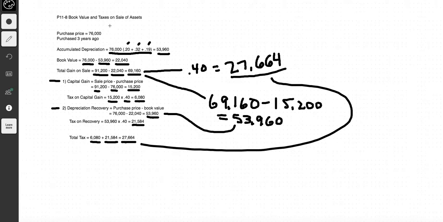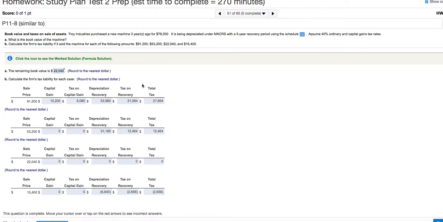We're not going to go as detailed through the others, but if we look at the second one, 53,200, now we're back into territory of what we're used to seeing on these Chapter 11 problems, where the sale price, 53,200, is less than the original purchase price of 76,000. So in that case, when the sale price is less than the original purchase price, there's no capital gain, right? So capital gain is zero. If the capital gain is zero, that means the tax on capital gain is going to be zero, or it's not really applicable.